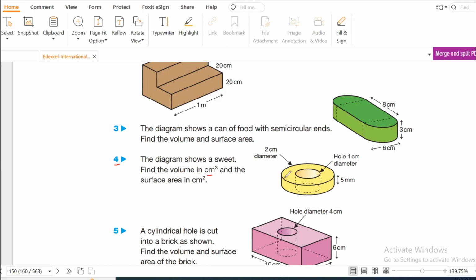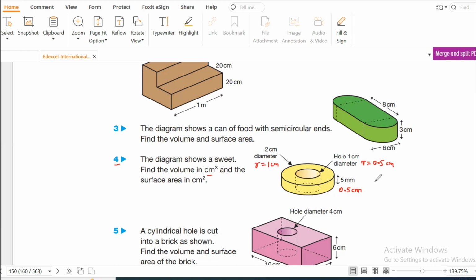So for the volume, we have the outer volume, where the outer diameter is 2. So the radius is half of the diameter, so the radius is 1 centimeter. Here, the diameter of the inner part is 1 centimeter, so the radius is half of 1, that means 0.5 centimeter. Same as this height is 5 millimeter. Once you change millimeter to centimeter, divide by 10. So 0.5 centimeter. I will use all units in centimeter.